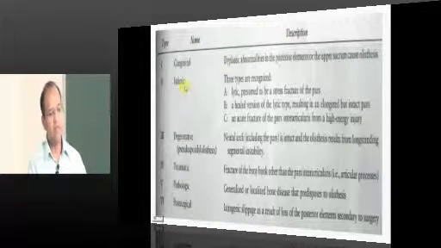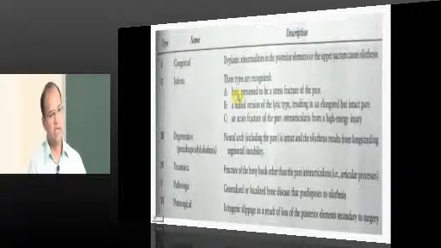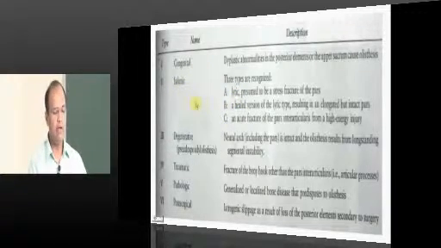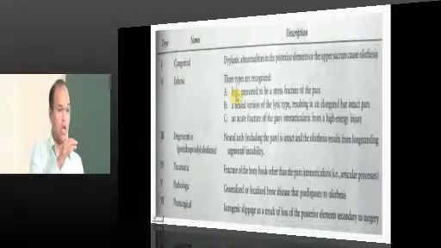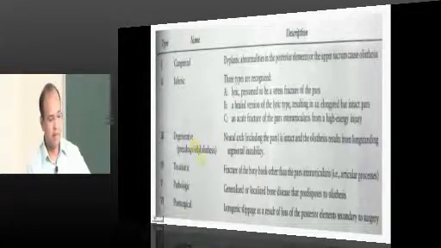Second is the isthmic variety. Usually there will be a lytic lesion or a fracture at the pars interarticularis, and hence you can have a slip because of spondylolysis. That is called the isthmic variety. You need not remember, but these are the types.